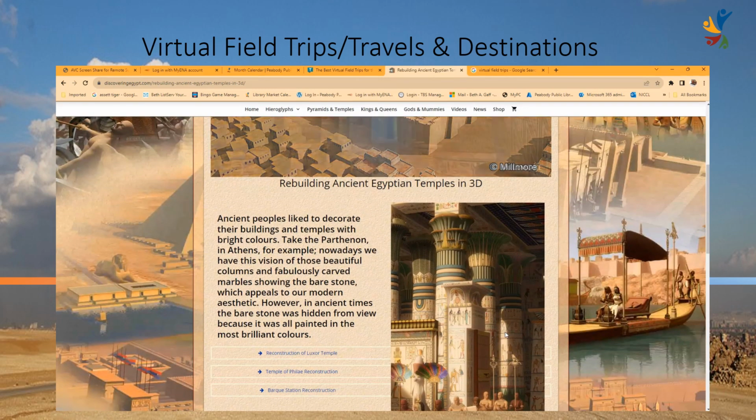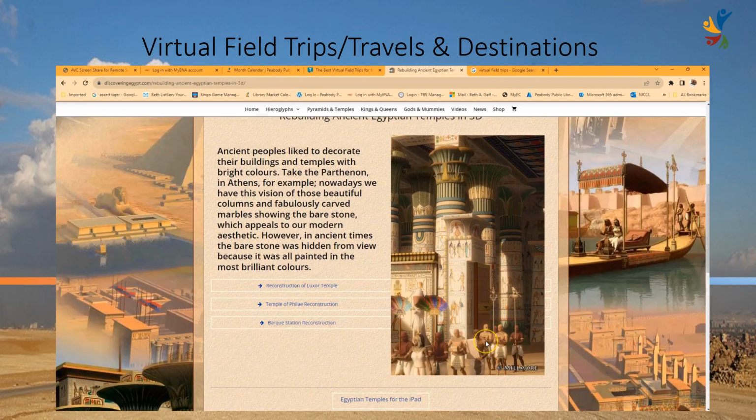Ancient people liked to decorate their buildings. Take the Parthenon in Athens, for example. Nowadays, we have this vision of those beautiful columns, which appeals to our modern taste. However, in ancient times, the bare stone was hidden from view because it was all painted in the most brilliant colors.